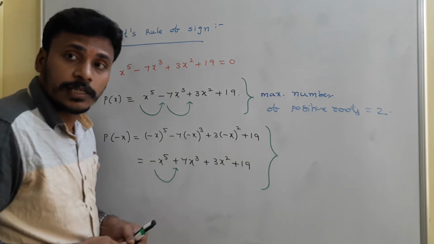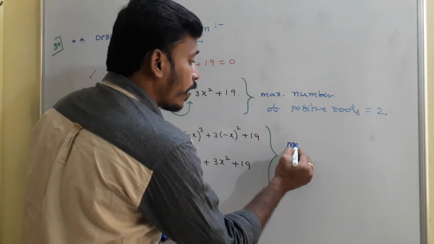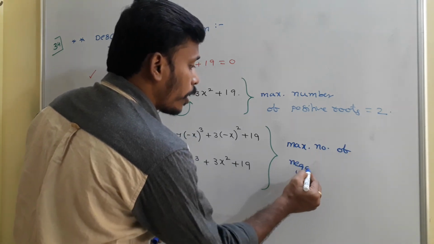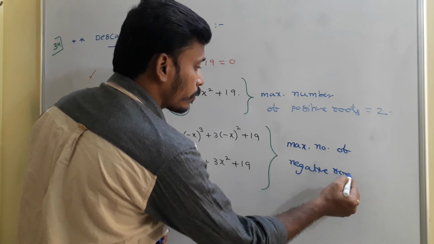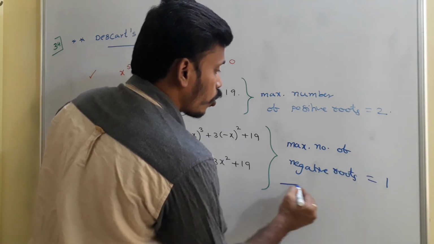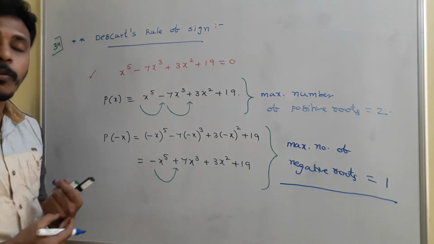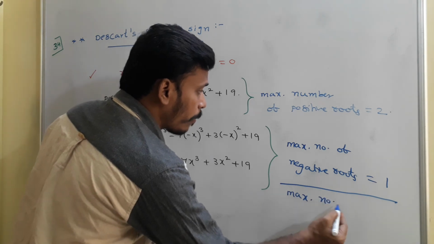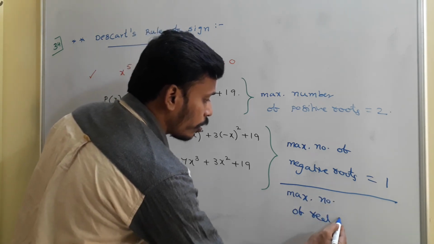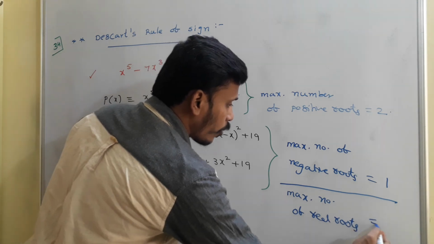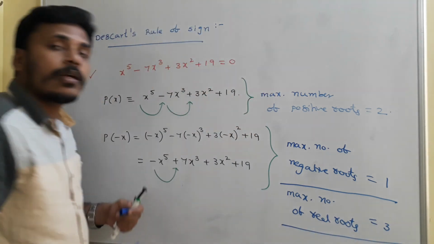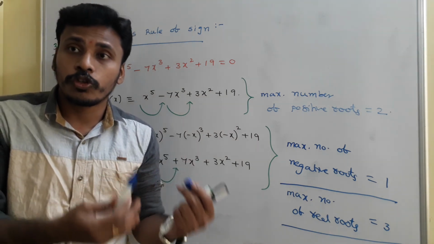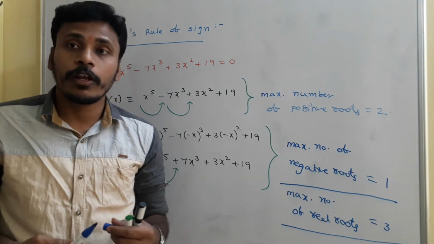So we will decide that the maximum number of negative roots of the polynomial equation is equal to 1. So maximum number of positive roots is 2, maximum number of negative roots is 1. By combining these two, we will decide that the maximum number of real roots is equal to 3. Maximum number of real roots is equal to 3. Or you may say the given polynomial equation has at most 3 real roots. Both are same. At most 3 real roots or maximum number of real roots is equal to 3.